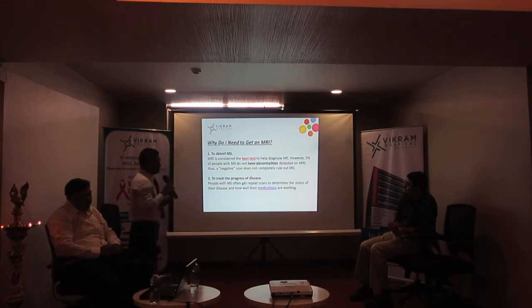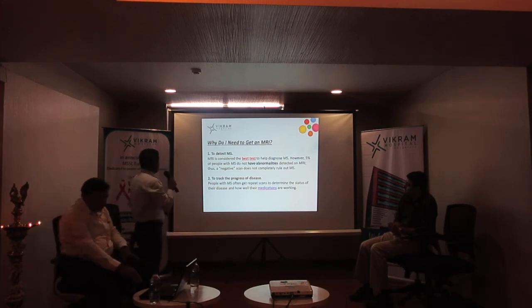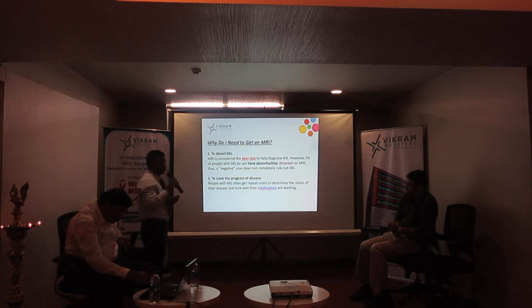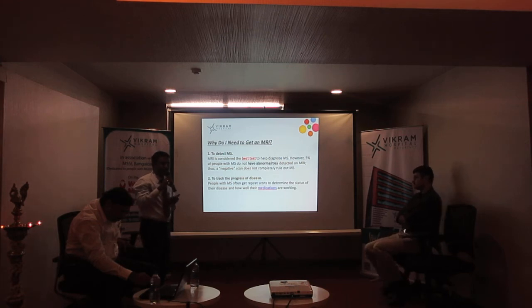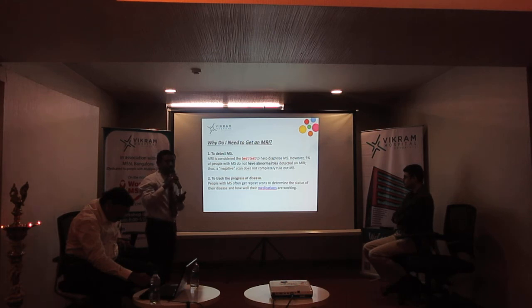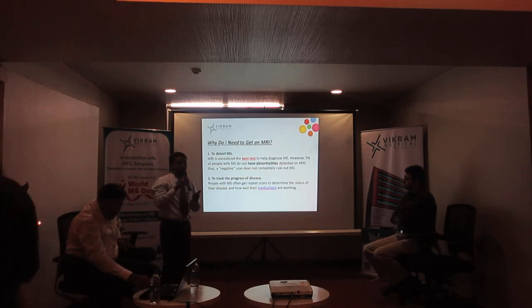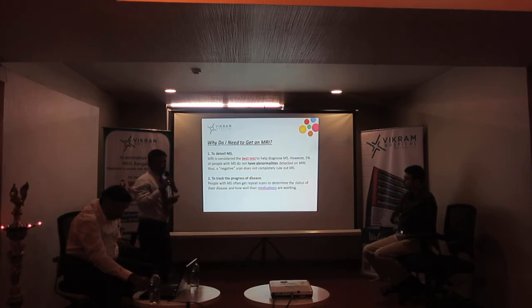Why do I need to get an MRI? This is the best diagnostic tool to detect the lesions in the brain. As I said, about 5% of lesions can be missed even on MRI in the early part of the disease, but there is a sequence where early lesions can be picked up, even in a normal-looking brain. It also tracks the prognosis, that is, after treatment, whether the lesions are increasing or decreasing.